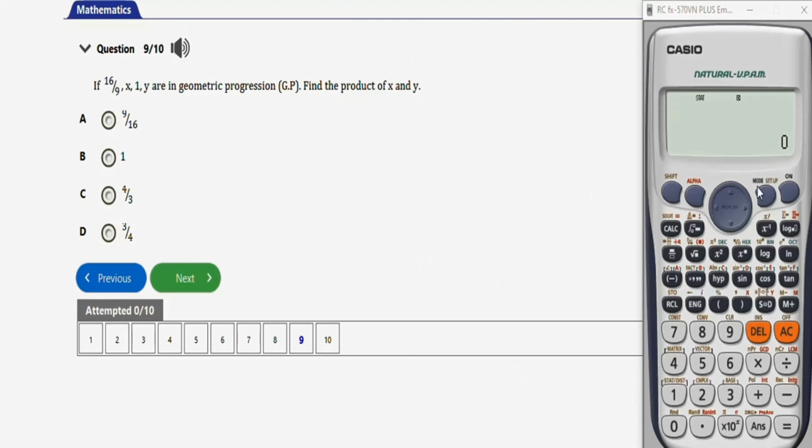Don't forget to reset this calculator once you're done. Just press shift button 9, then press 3, press equal again. So that's it.